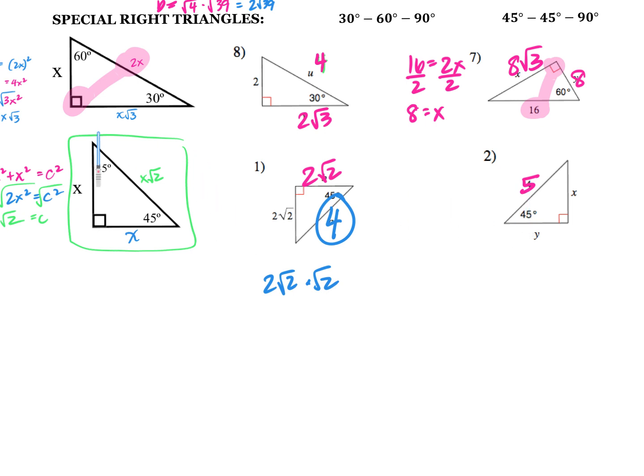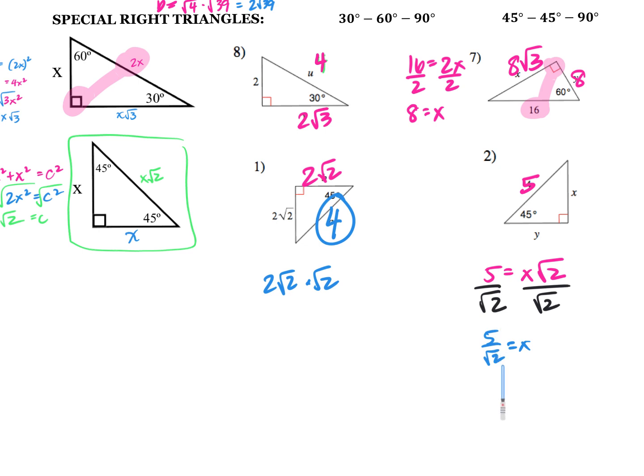5 is what side of this triangle? And what is the hypotenuse over here? X square root of 2. So here's what I find helps my kids the best: 5 is the x root 2 side. Go solve for x now. What do you have to do? Divide by root 2. So I'd get 5 over root 2 is my shortest side.